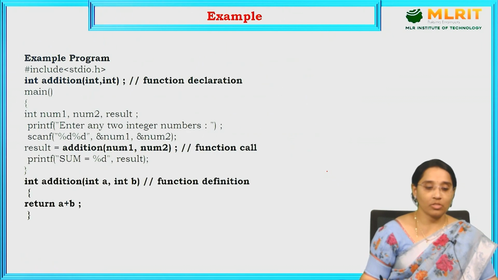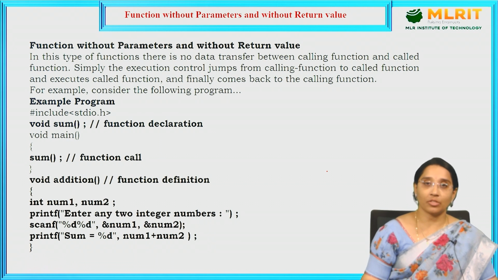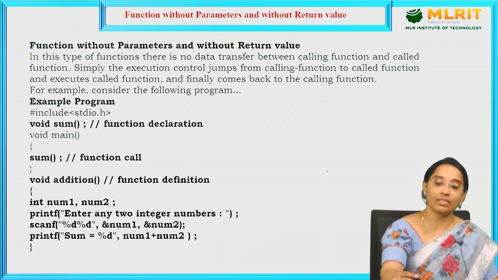So now in this session we will see the categories of functions. First, function without parameters and without return value. So what is this function without parameters and without return value? In the last session we have seen the syntax of function declaration. So what is the syntax of function declaration?